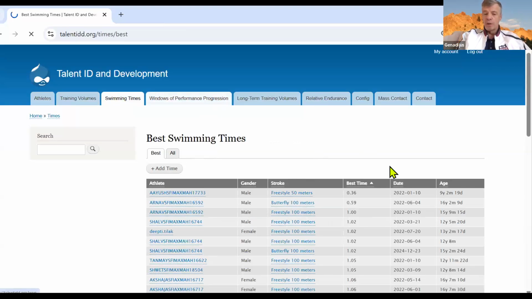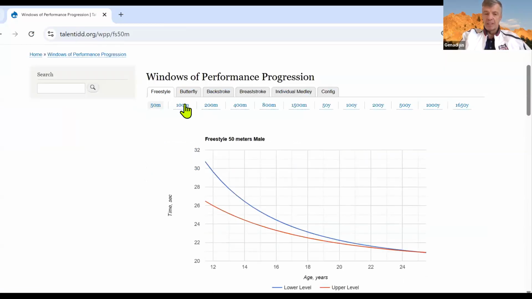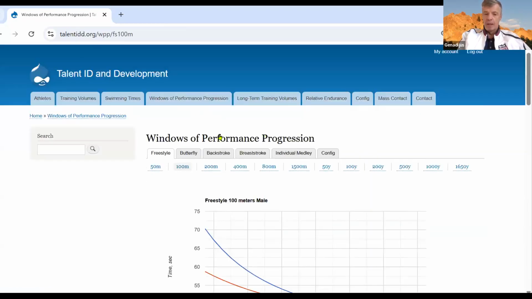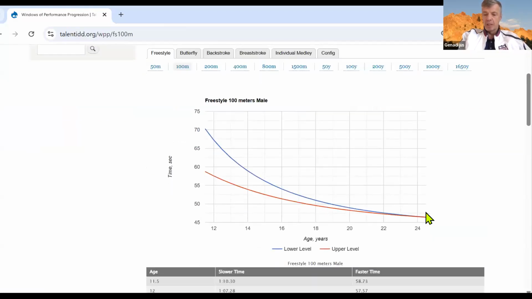Next, windows of performance progression. For example, let's say we want to see 100 freestyle, how swimmers progress to the time of 46.4, which is the world record right here. So you see swimmers progress from age 11, with times between 58.7, 73, and 110.3. That's the window at age 11 if you want to be at the elite level. And obviously not everyone will be at the elite level, but that's not a big deal. You can set up your goals.